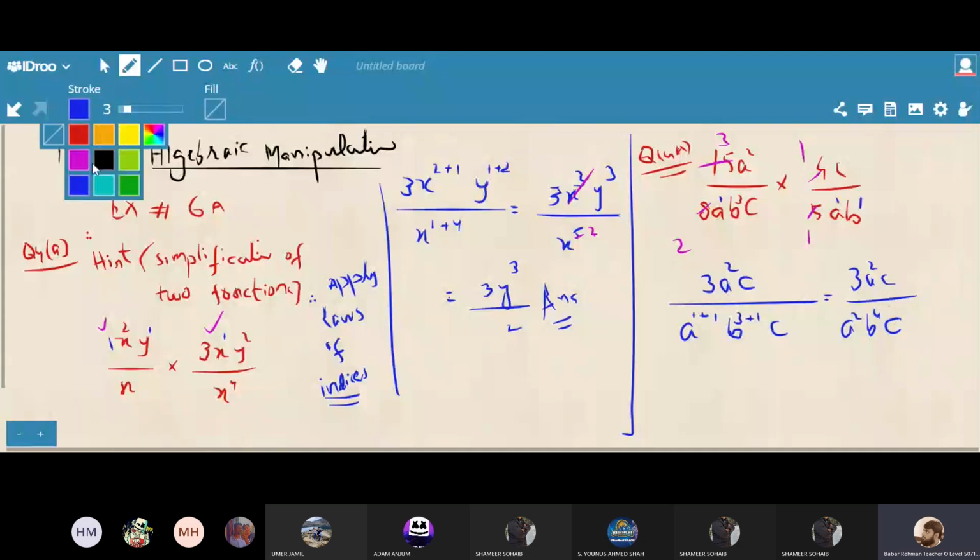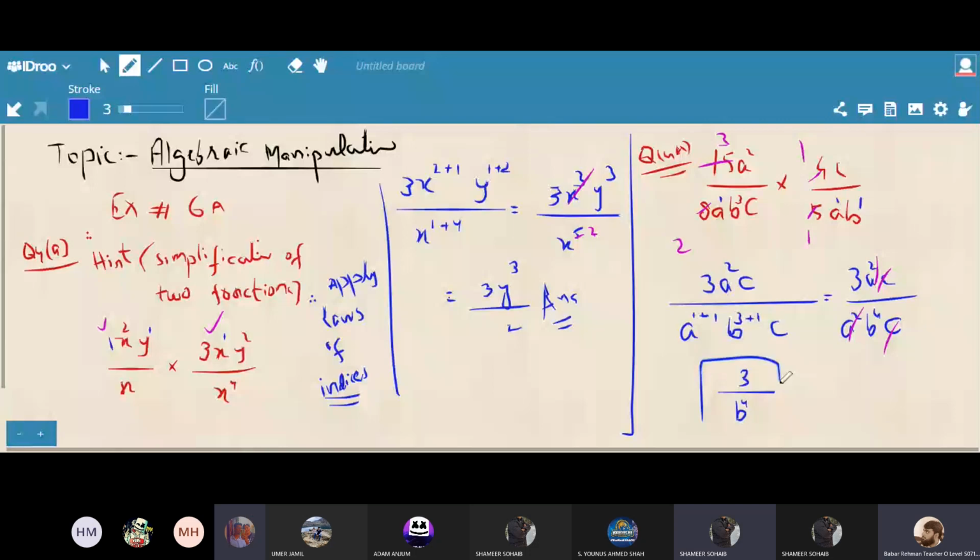Now you simplify over here. How many A's are there? A's and A cancel, and C cancel. What is our final answer, students? 3 upon B power 4. This is our final answer.